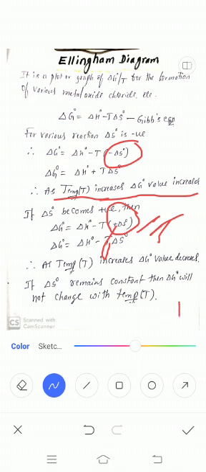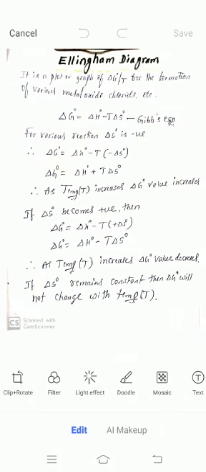Suppose delta S naught remains constant. That depends upon the reaction, upon the equation. Some equations are there where delta S naught remains constant, that is, delta S naught is equal to S2 minus S1. So for some reactions or some equations, delta S naught remains constant. If delta S naught remains constant, then delta G naught also remains constant. I'll give an example.